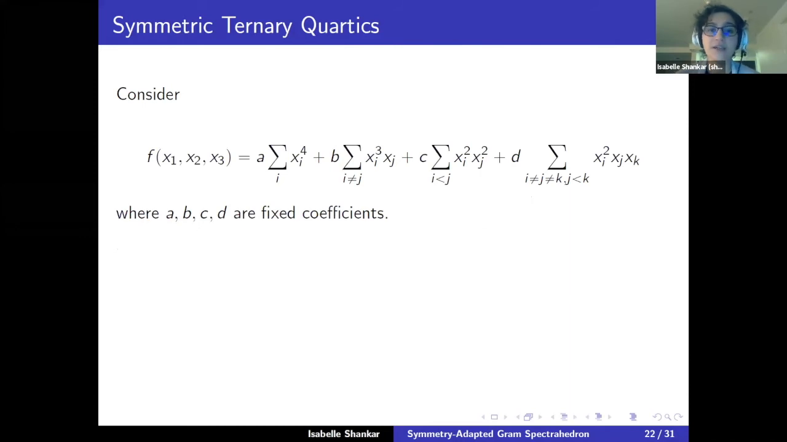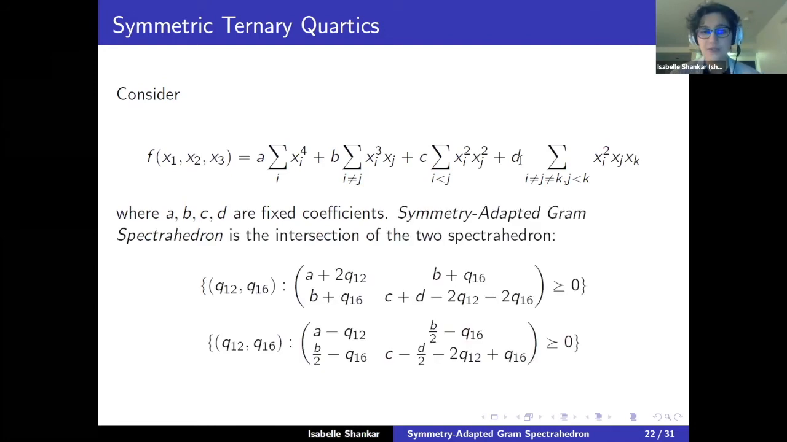And now if we pick a particular symmetric ternary quartic, so I have it here written in the monomial basis, and A, B, C, and D are fixed coefficients. This will give me, if we go back to the SOS fact, I'm going to equate this to the quadratic form, equate coefficients, and intersect that with my symmetry adapted PSD cone. And that gives me my symmetry adapted Gram spectrahedron, which is actually the intersection of these two spectrahedra. So this comes from the trivial block, and this comes from the standard.